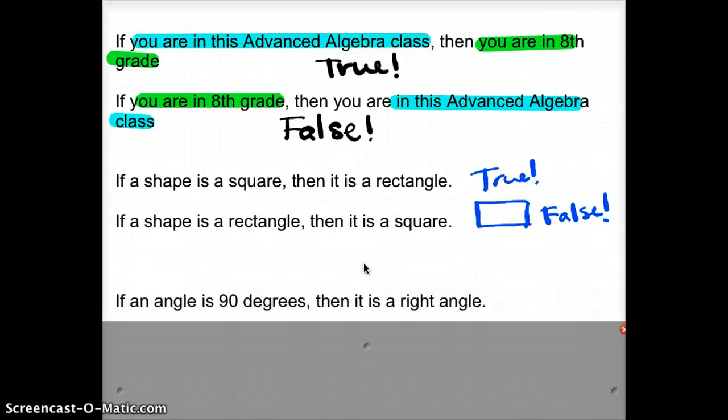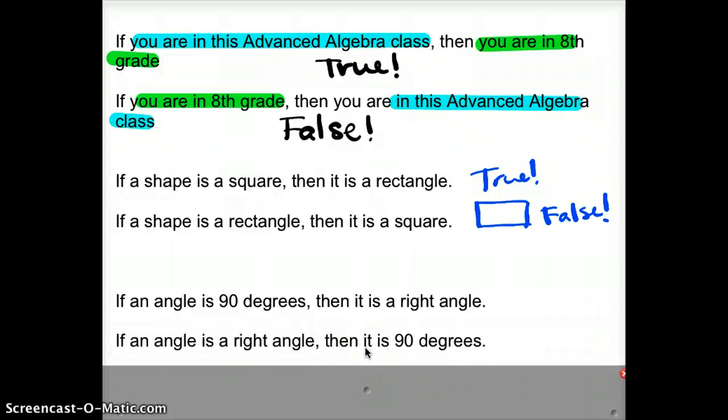Okay. Here's another one. If an angle is 90 degrees, then it is a right angle. Okay, that's a true statement. Okay, now we're going to flip it. It's the converse. If an angle is a right angle, then it is 90 degrees. That's also a true statement. So in this case, my original was true, and my converse was also true. So sometimes when you flip a statement, it's still true. Sometimes it's not, though. So I would just want you to keep that in mind.